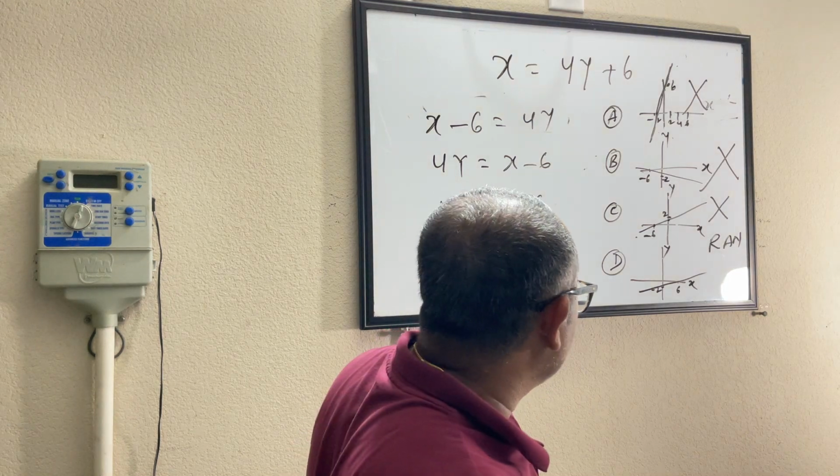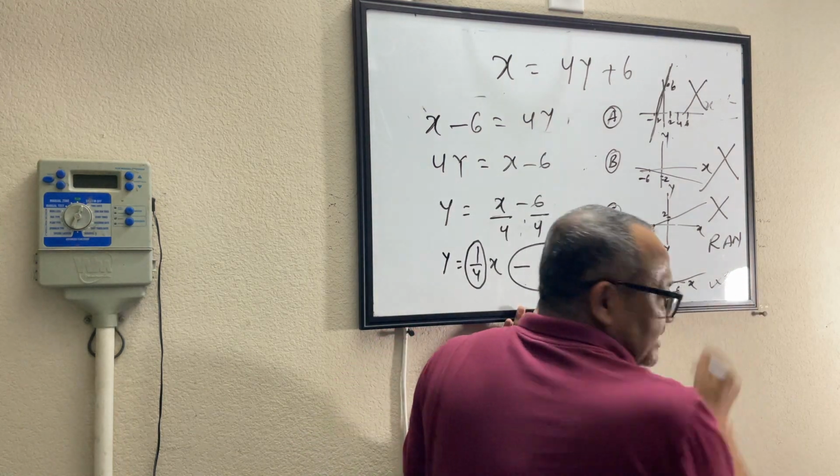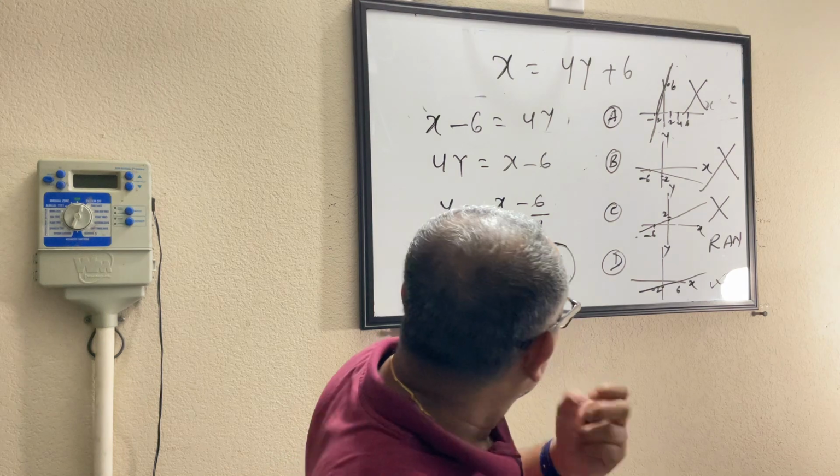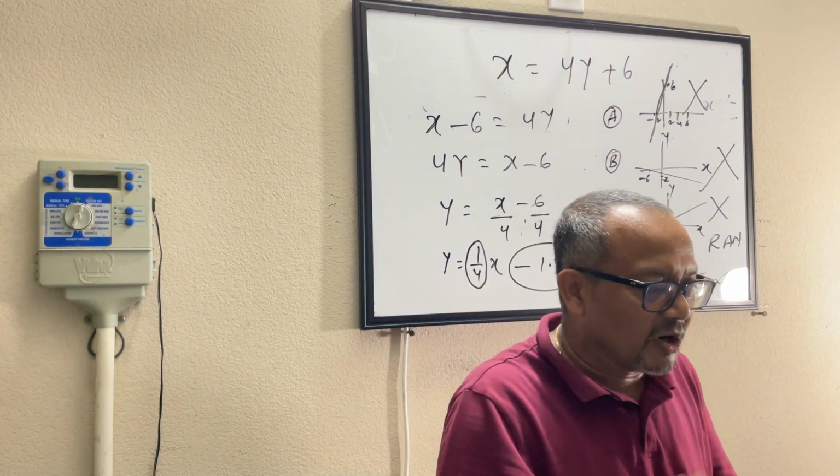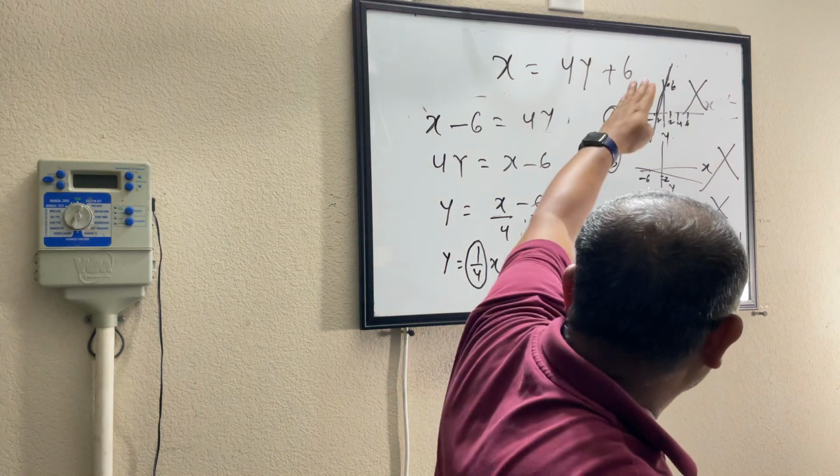I am not even going anywhere. I'll just pick this guy. So for solving this problem, what did we do? We just recollected what my y-intercept form is, and why do I need y-intercept form?